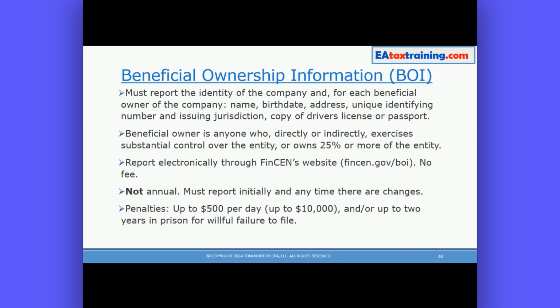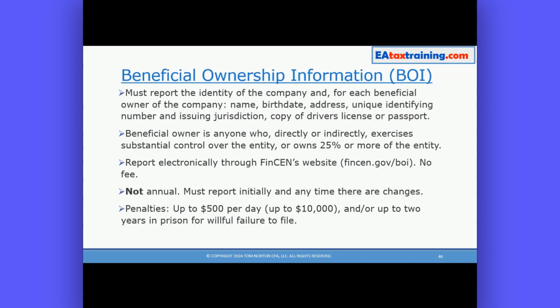There are penalties for not doing this, up to $500 per day to a maximum of $10,000, and/or up to 2 years in prison for willful failure to file. Now, if you are an honest business owner or your client is an honest business owner who just didn't know about this or just forgot about it, then don't worry about these fines and possible jail time.